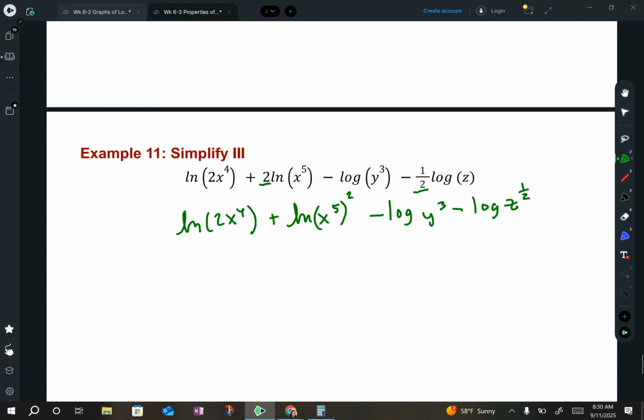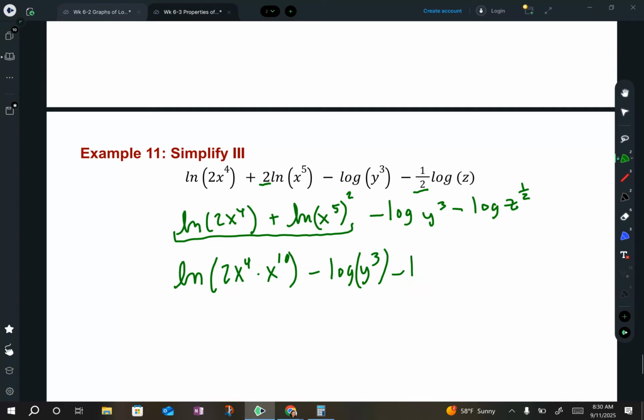All right, now when I'm looking at these, I'm noticing these first two, let's just take them as they come, are both natural logs and they're added, so we can use the product property. So this is natural log 2x to the 4th times x to the 5th squared, which is x to the 10th, minus log base 10 of y cubed, minus log base 10 of z to the 1/2.